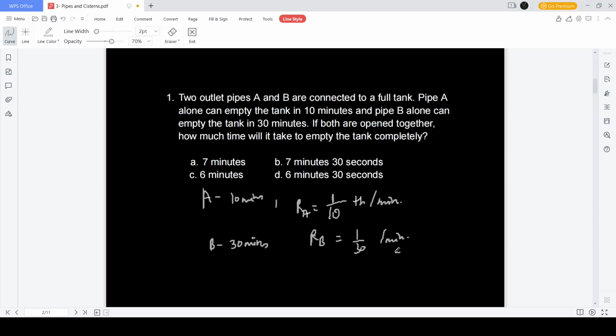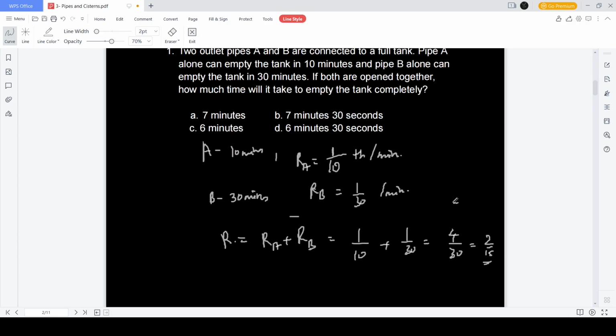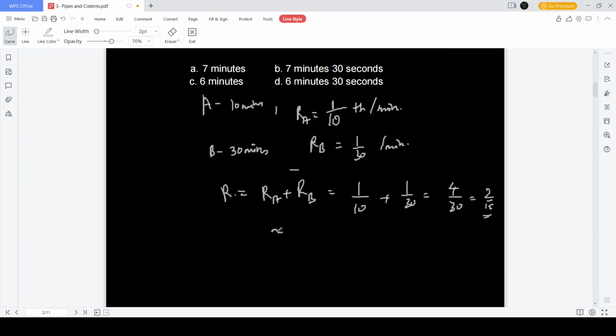Now if they are open together, then the new rate would be rate of A plus rate of B. So that will give you 1 by 10 plus 1 by 30. With common denominator 30, you get 4 by 30, which is 2 by 15. So it is 2 by 15 per minute.